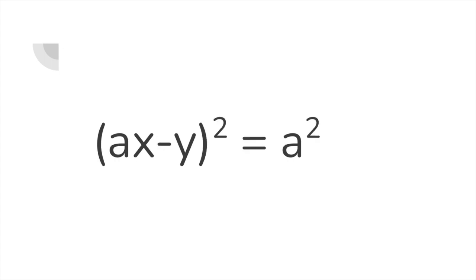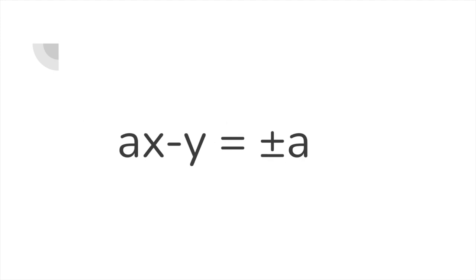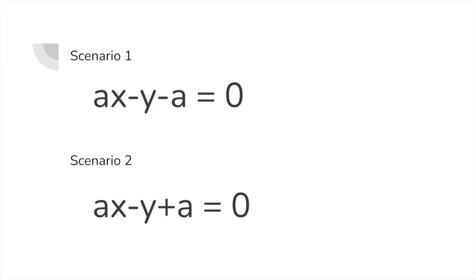For our second equation, we do the same steps. Take the square root of each side and we get ax minus y is equal to plus or minus a. Solving for both scenarios gives us ax minus y plus a is equal to 0 and ax minus y minus a is equal to 0. Now, before we start, we have to determine what kind of quadrilateral this is, and we can do that by finding the slopes of each equation.